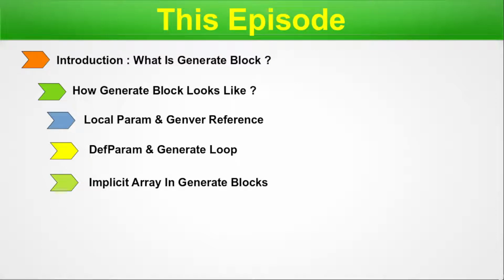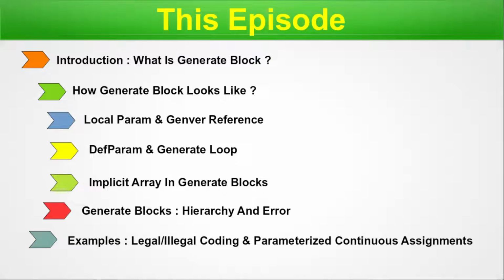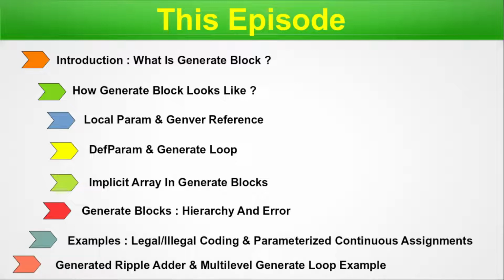Next, we will talk about implicit arrays in generate blocks. Next, we'll talk about generate blocks, hierarchy and errors. Next, we'll start our section for different examples, like legal or illegal coding and parameterized continuous assignments in a generate block. Also, we'll see the example of a generated ripple adder and a multi-level generate loop example. This way, we'll cover all the points in today's episode. Without any further delay, let's begin.